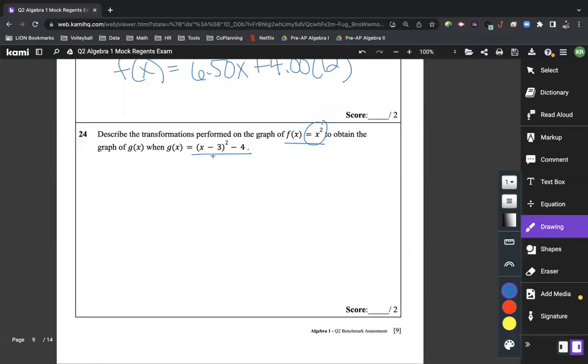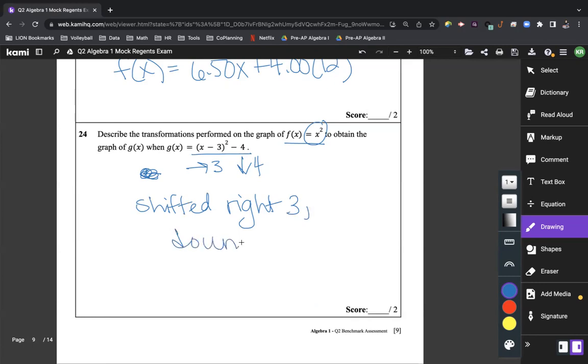So if I'm subtracting 3 on the inside, right, that means I'm going left. And I'm going left how many? Oh, actually, I'm not going left. That's the major mistake. It's the opposite. I'm going right. I'm going right 3. And then subtracting 4 means I'm going down 4. So what you needed to write was shifted, like we did on that assignment, shifted right 3 and down 4 units. You cannot forget the word units to get full credit on the regions.